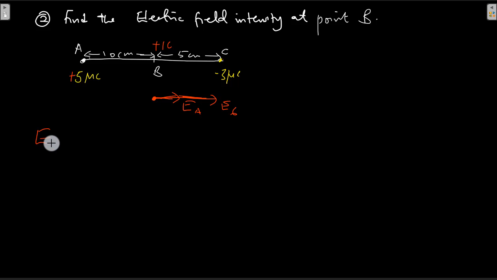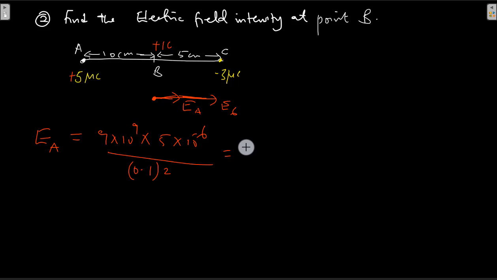So let's go ahead and calculate the electric field intensity due to the charge at A. The charge is 5 microcoulombs, so 9 times 10 to the 9, times 5 times 10 to the negative 6, to convert it to coulombs. The distance between A and B is 10 centimeters, so that's 0.1 meters squared. If you plug those into the calculator, you have 4.5 times 10 to the 6 newtons per coulomb.